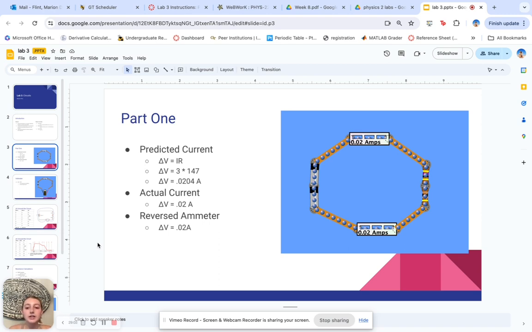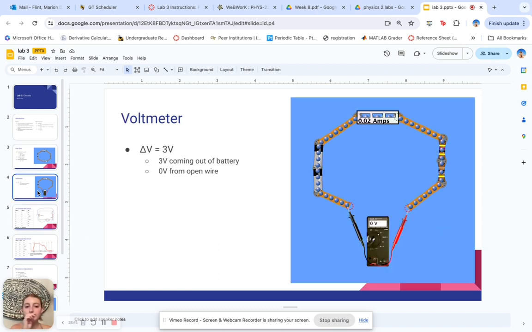As you can see, I did 3 divided by 147, and I got 0.0204 amperes. And then my actual current from the app was 0.02 amperes, and reversed, it was also 0.02. So as you can see, it's pretty close. And then for the voltmeter reading, I got 3 volts coming out of the battery and 0 volts from the open wire.